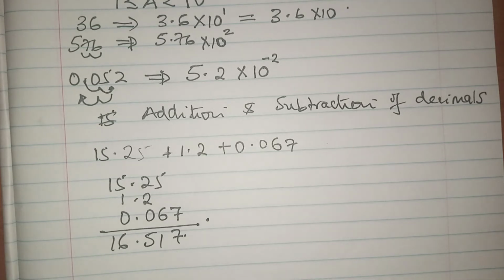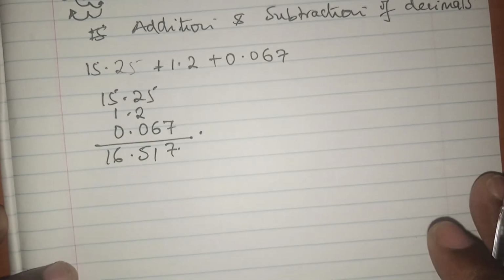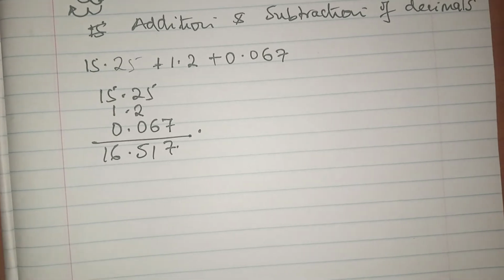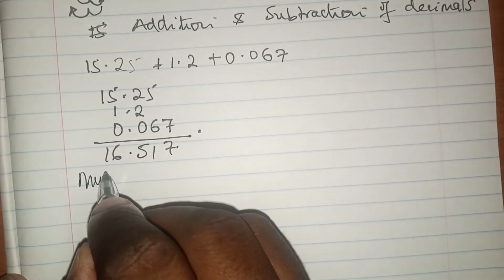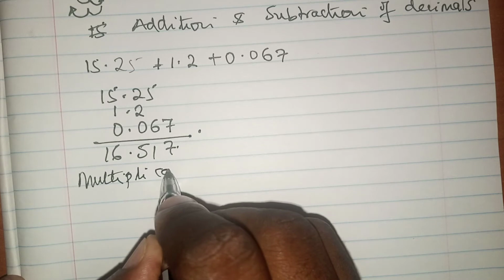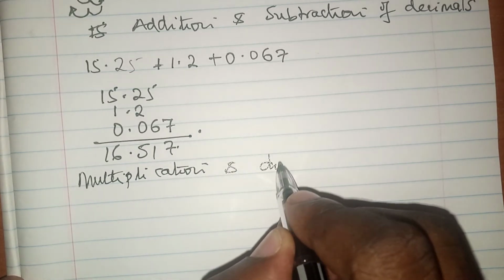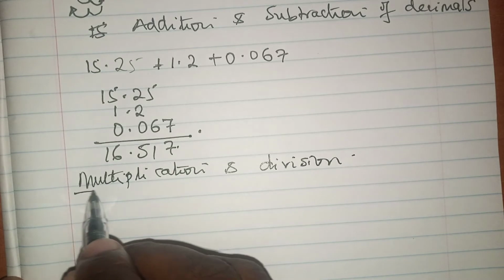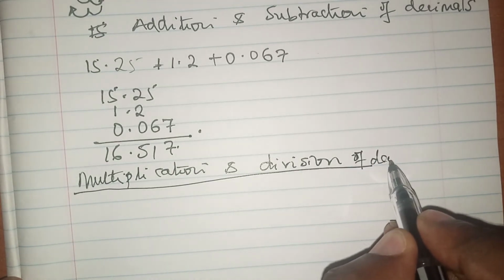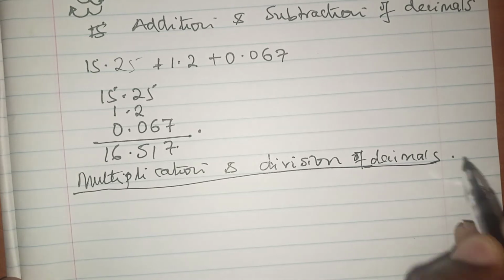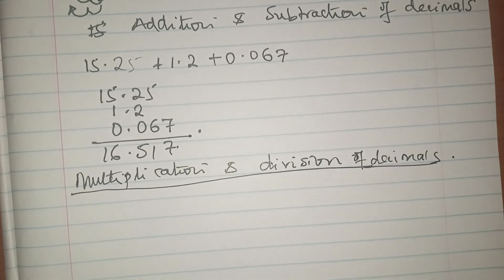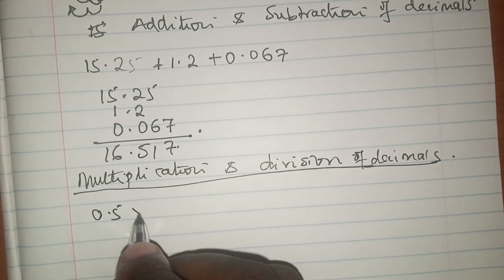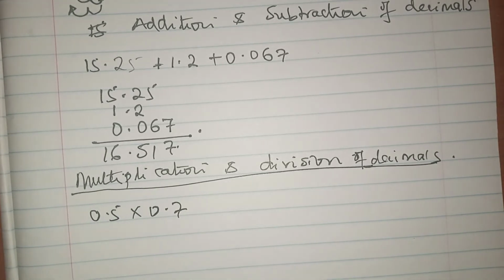I want to say something about multiplication and division in a very brief way. Multiplication and division of decimals. Multiplication of decimals is the same as multiplication of fractions. For example, if you have 0.5 times 0.7, again, you can directly use a calculator.